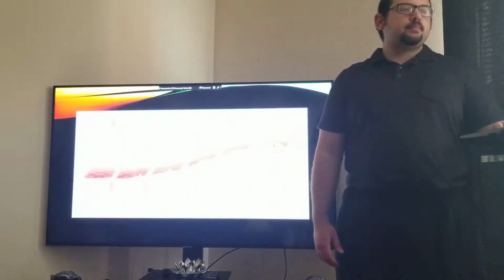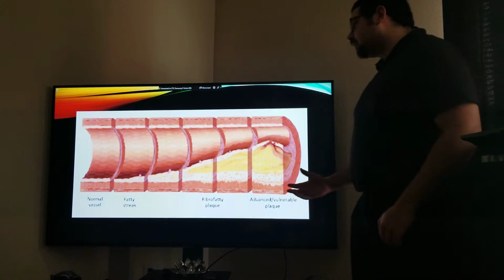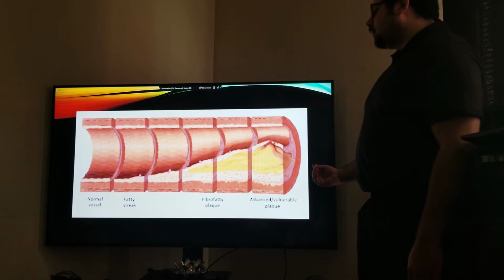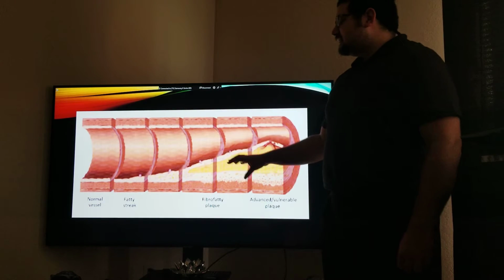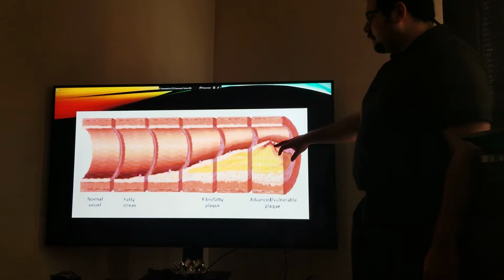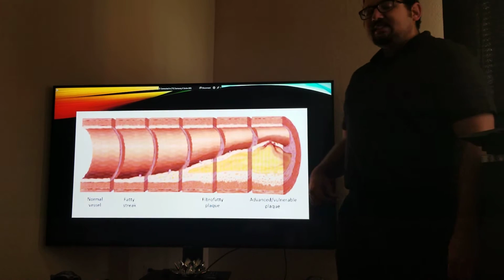So here's an image of an example of healthy tissue all the way to the left, to advanced plaque all the way to the right. In between, you can see the buildup of plaque in the middle of the wall, but at the very end, at the very peak of the vessel, there seems to be some rupture.